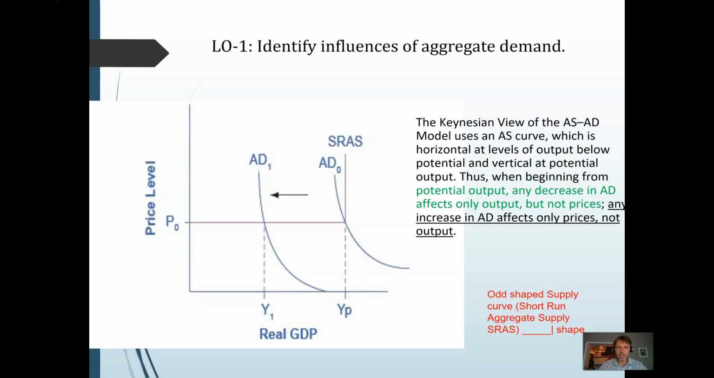But what I want to point out, so you have two aggregate demand curves. The 0 has moved to the 1 because we count up. And so it's moved to the left. That's a decrease. But what you will notice is this strange line that's horizontal and then goes directly vertical.